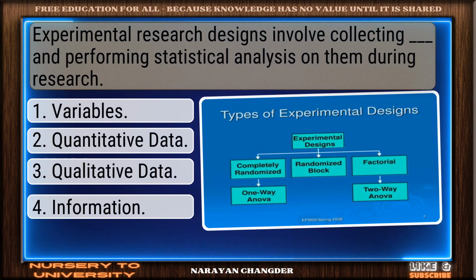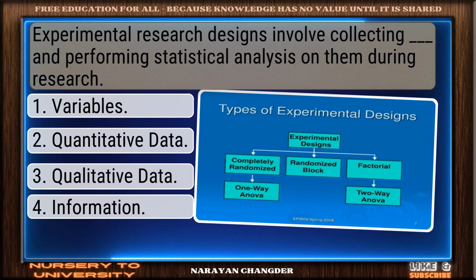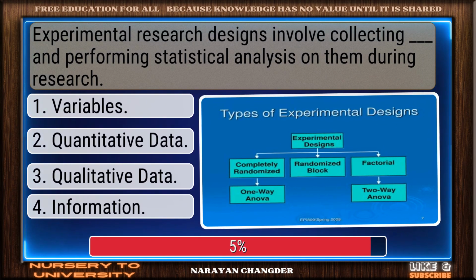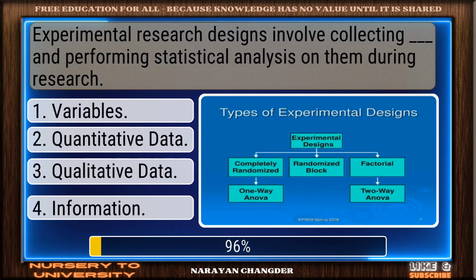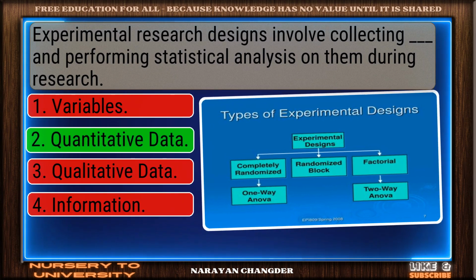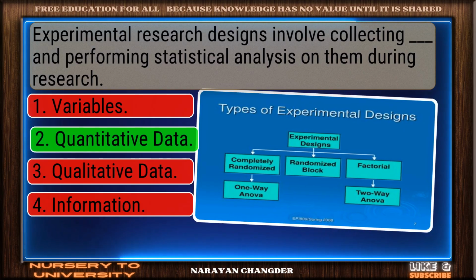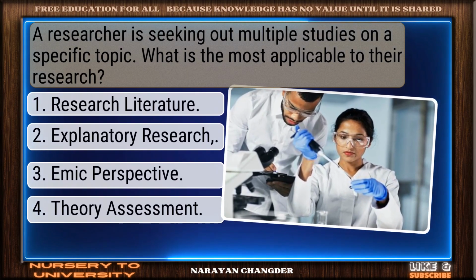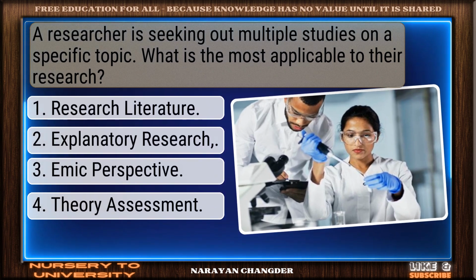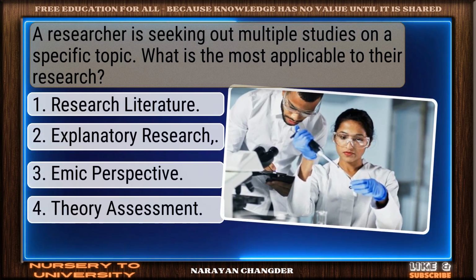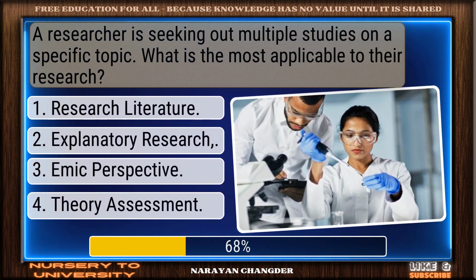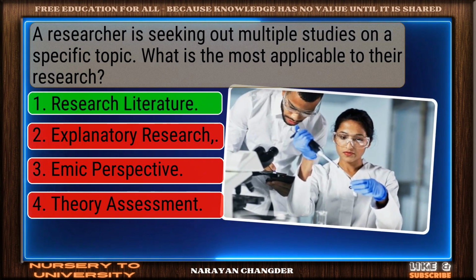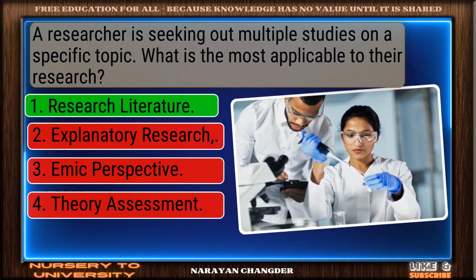Experimental research designs involve collecting data and performing statistical analysis on them during research. You chose quantitative data, and it is correct. A researcher is seeking out multiple studies on a specific topic. What is the most applicable to their research? Good job. Your answer, research literature, works well here.